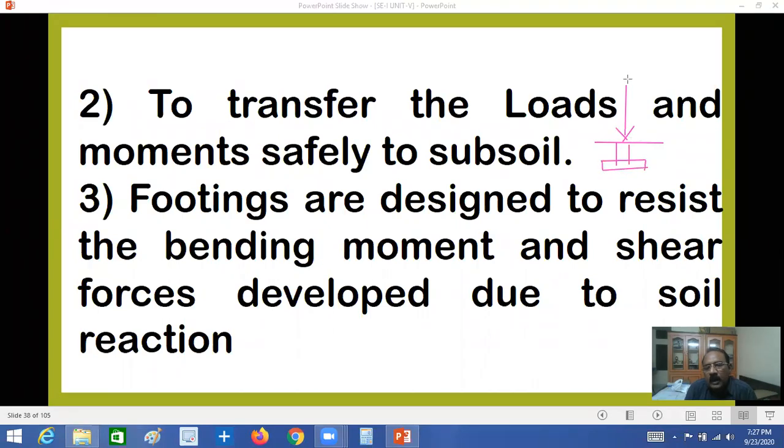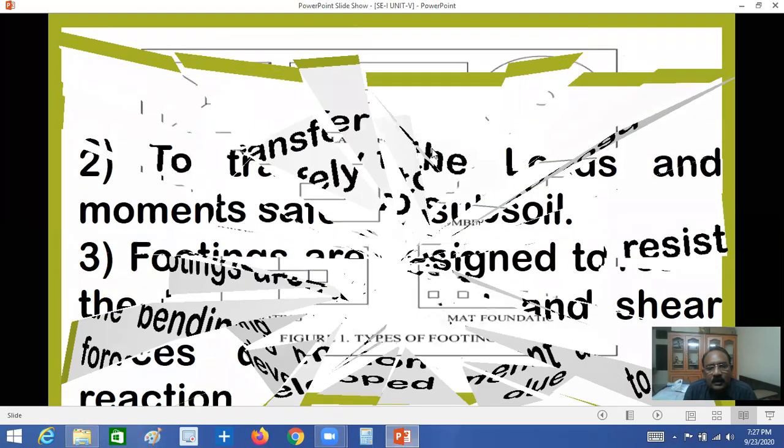This is the ultimate load transfer from the top, and not only loads but moments are also safely transferred to the side. Footings are designed to resist bending moments and shear forces that develop due to the reaction of the soil. How do we find the reaction of soil? We find it with the SBC of soil, the safe bearing capacity of soil.